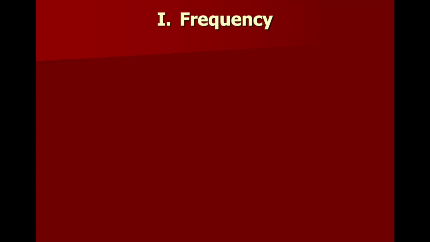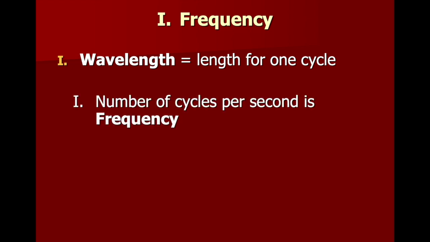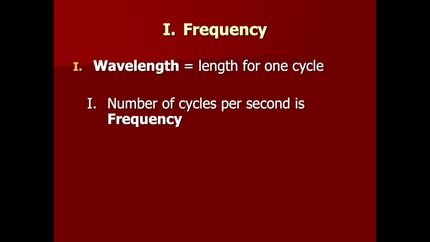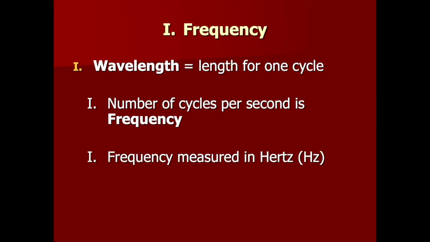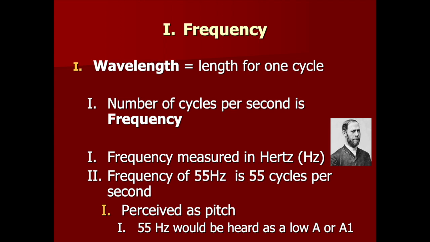So to understand frequency, we need to know how to measure this, and we measure it in something called wavelengths. The wavelength is the length of one cycle. Put those cycles together, and the number of times you complete cycles per second is what we get with frequency. We measure frequency in hertz, capital H always, and that's for Heinrich Hertz. So when we say something is 55 hertz, that means it has 55 cycles per second. That's also known as low A.